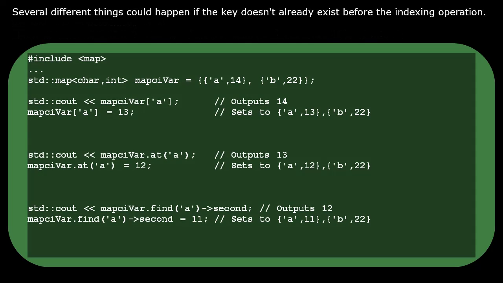So far, these examples have all assumed that the requested key is being used by one of the items in the map. But what if it isn't? What if none of the map's items are using that key? Well, then what happens will depend on which indexing method you're using.